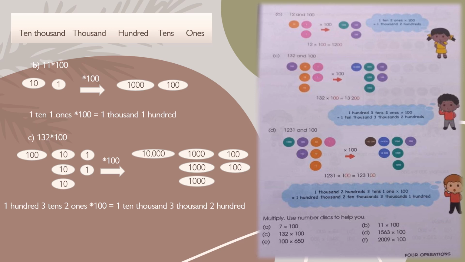For part C, we have to multiply 132 and 100. 132 is 2 ones, 3 tens, and 100. So our resultants are 10,000, 1 disc, 1,000, 3 discs, and 100, 2 discs. So if we multiply 100, 3 tens, 2 ones with 100, we have 10,000, 3,000, 200.